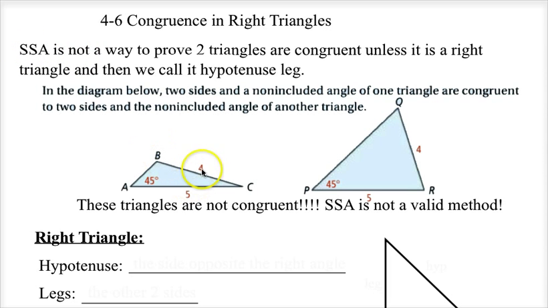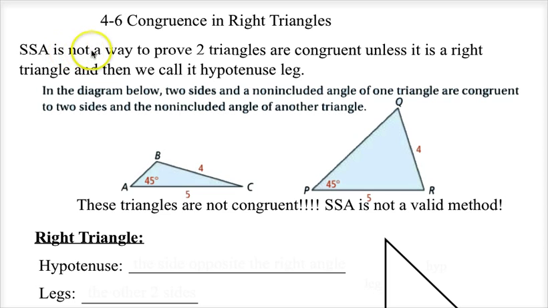So if you look at these triangles, this side BC is 4, PR is 5, and AC is 5. So they're two sides that are congruent, and then you have angle P and angle A congruent, so you have an angle. But if you look at them, they noticeably are not congruent.